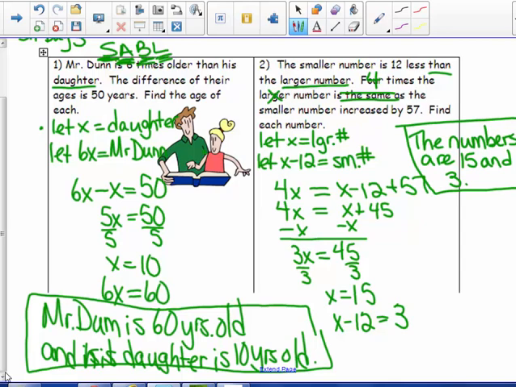The smaller number is 12 less than the larger. Well, that's true. 4 times the larger one, which would be 60, is the same as the smaller number, 3, plus 57. That's 60. Should have made sure that made sense before I did my Sable.